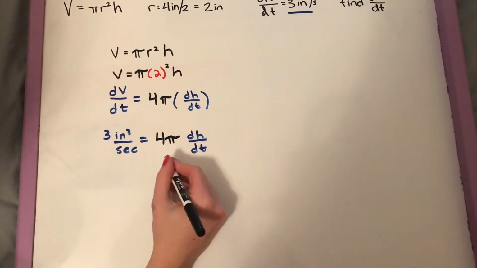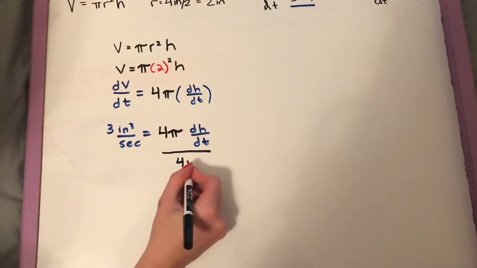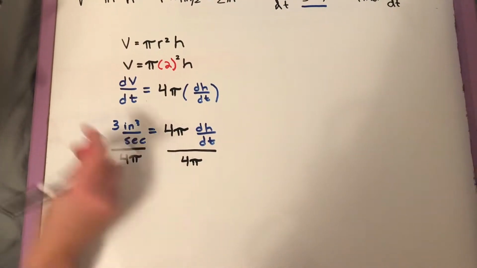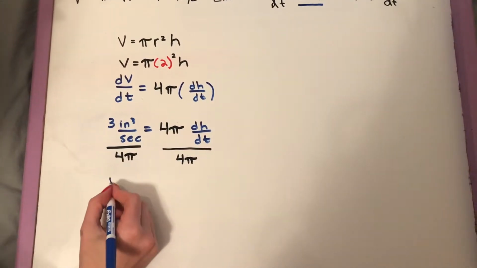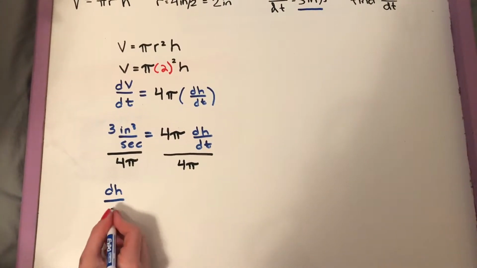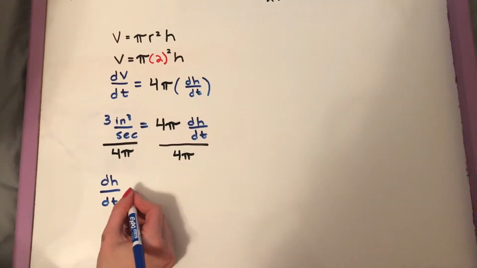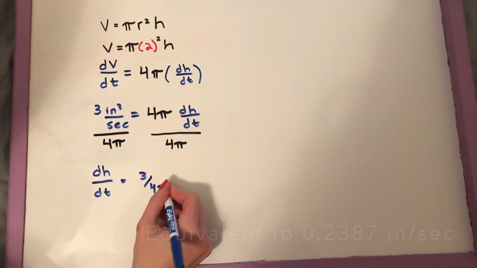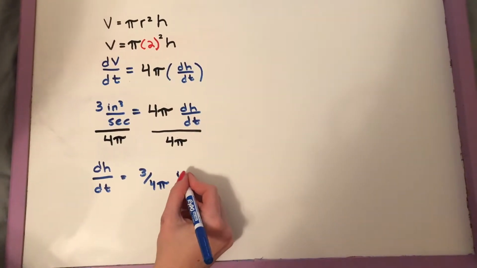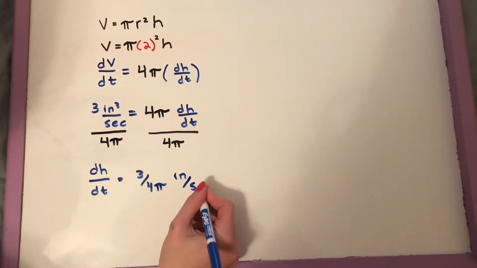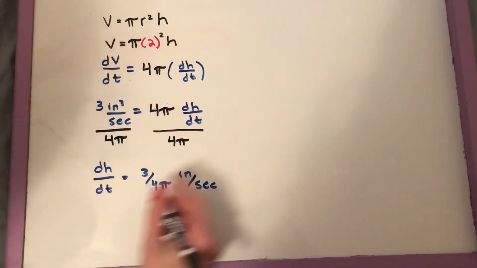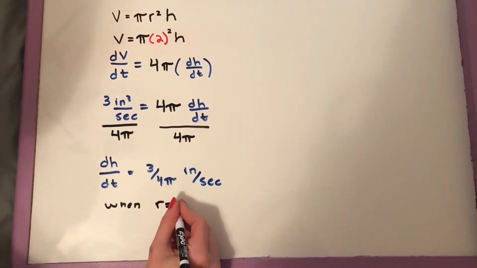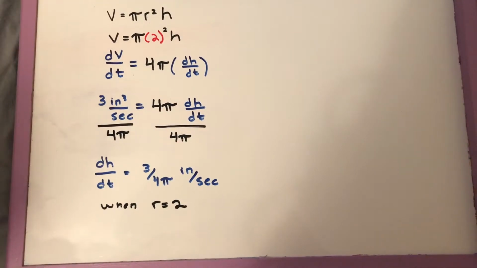Now we want to get dH/dt by itself, so we divide by 4 pi to both sides. Now dH/dt equals 3 over 4 pi inches per second when the radius equals 2 inches.